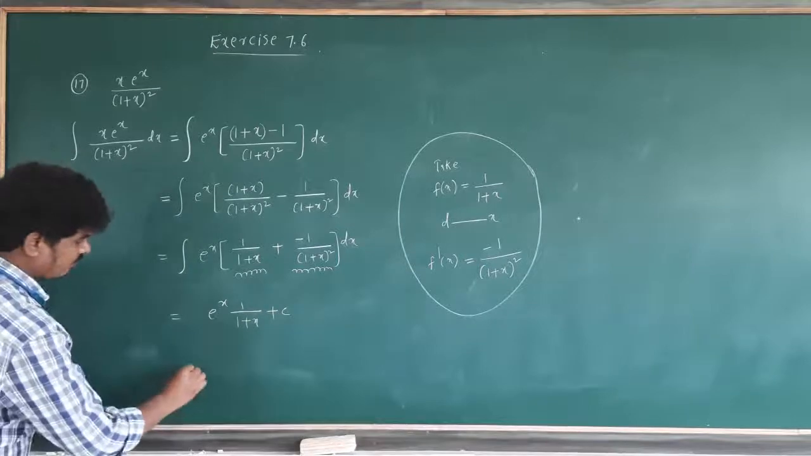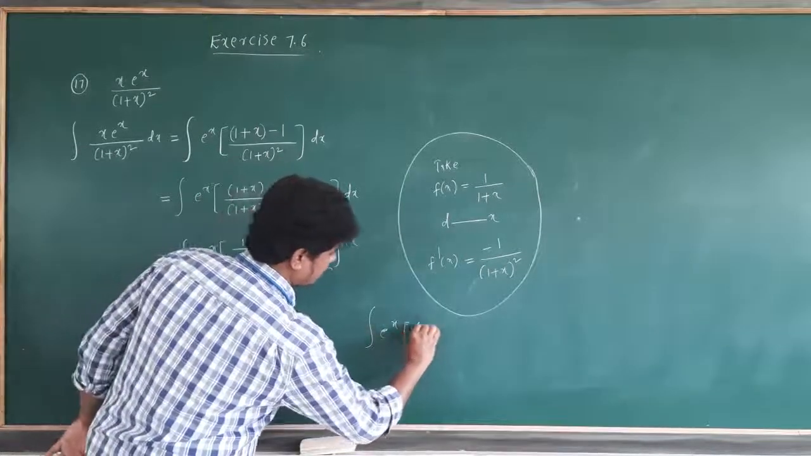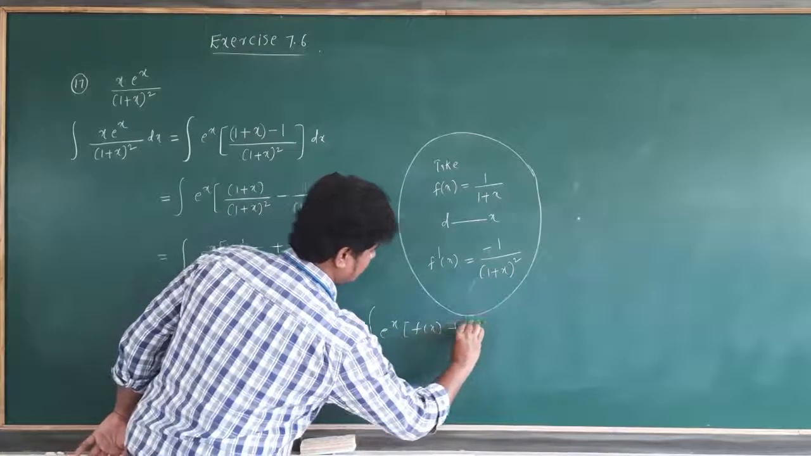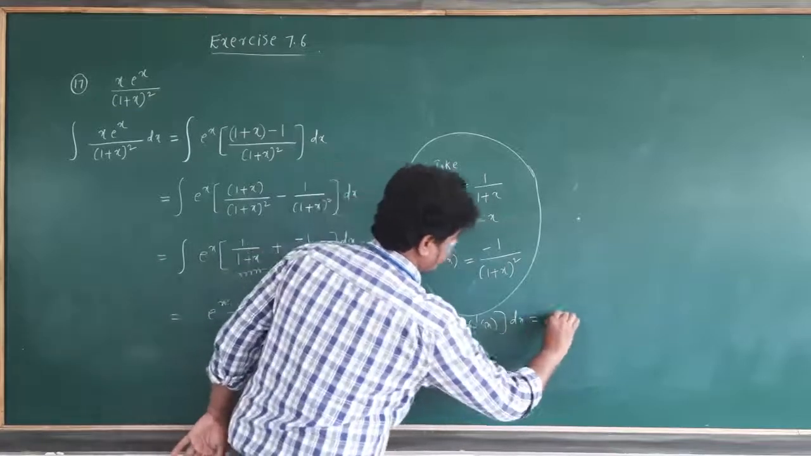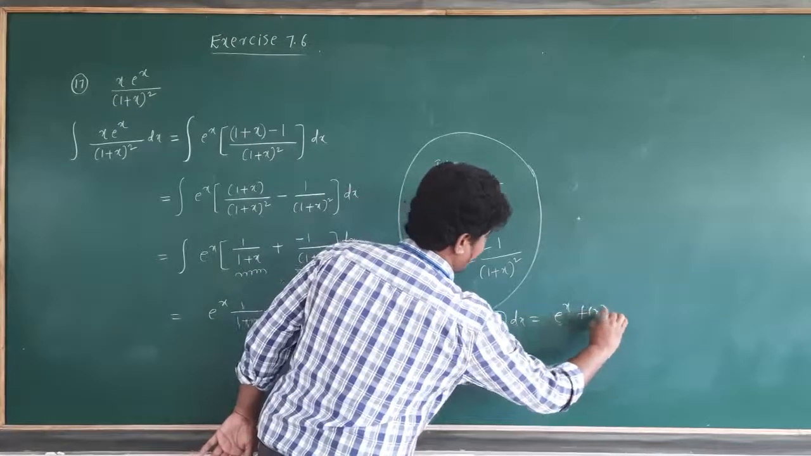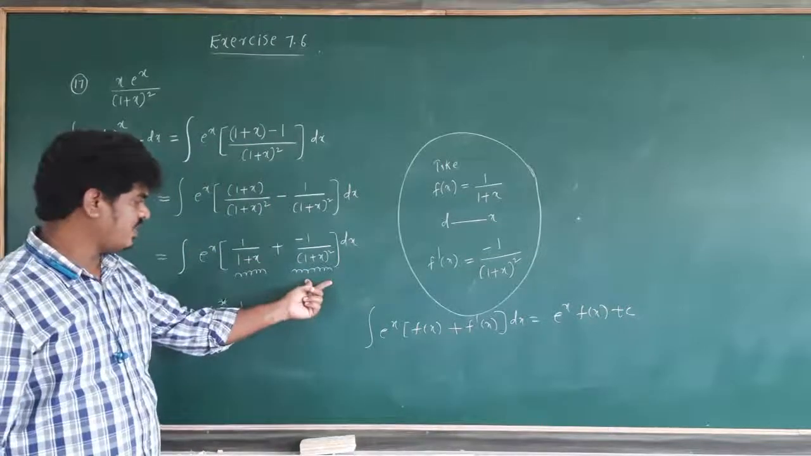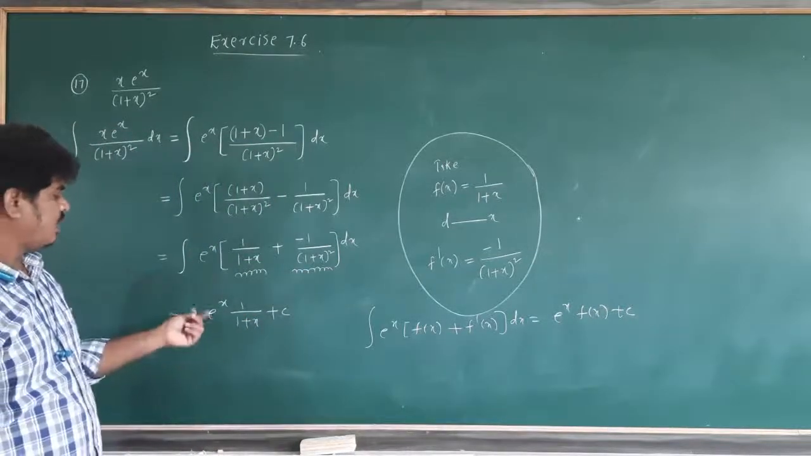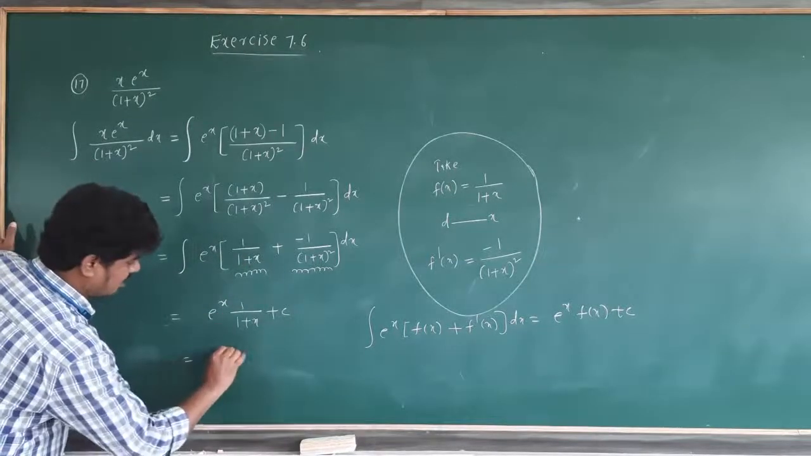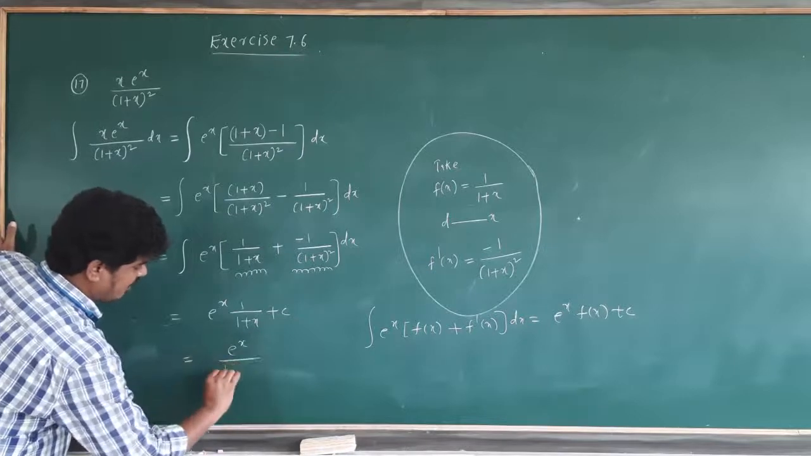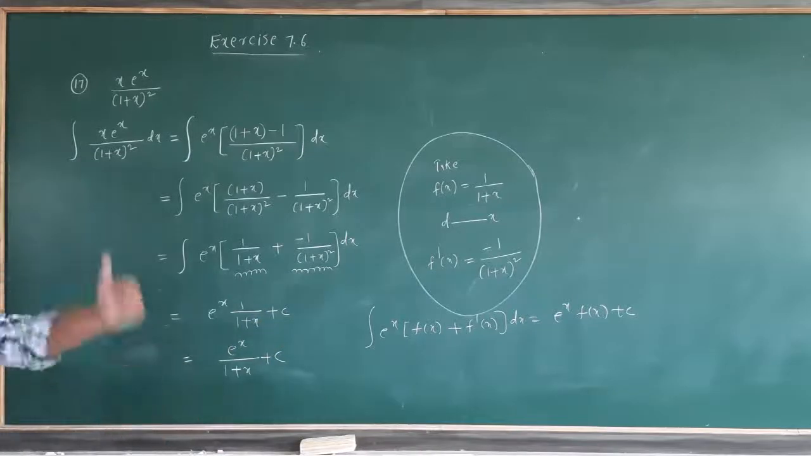What is the formula? Integral of e power x into f of x plus f dash of x dx is equal to e to the power of x into f of x plus c. It is the f of x, it is the f dash of x, it is the e power x. The answer is what? E power x into 1 divided by 1 plus x. If you want, you can write it as e to the power of x divided by 1 plus x plus c. It is the answer of that 17.